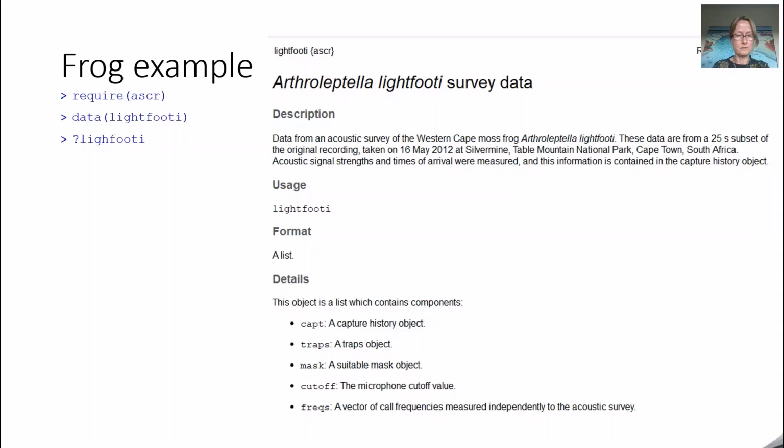These are data from an acoustic survey of frogs, which is available from the ASCR package. And the code on the left shows you how to bring that data into the workspace. The frog is the Western Cape moss frog, which lives on the Table Mountain above Cape Town in South Africa. And the data are called lightfooty after the species name of the frog. From this description, we can see that the data included here are only from a 25-second section of the recordings, but we'll see that the data include plenty of acoustic detections for us to analyze.